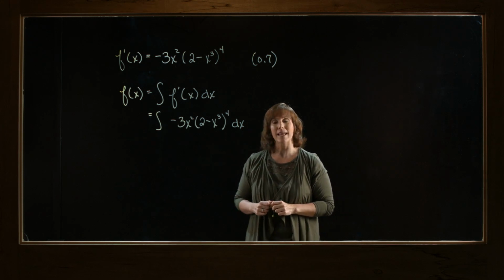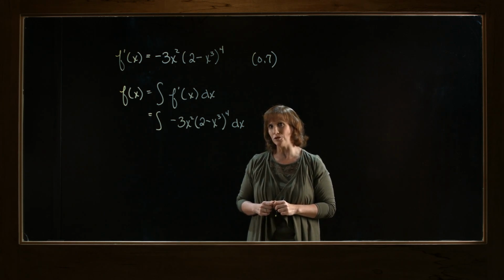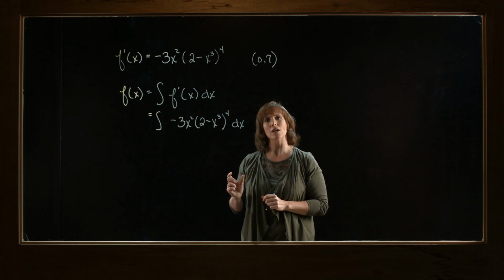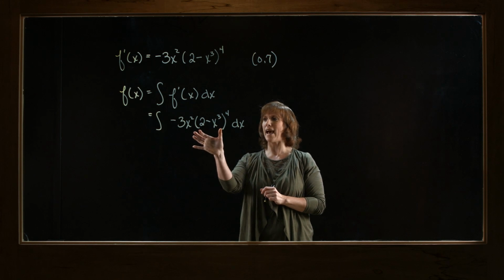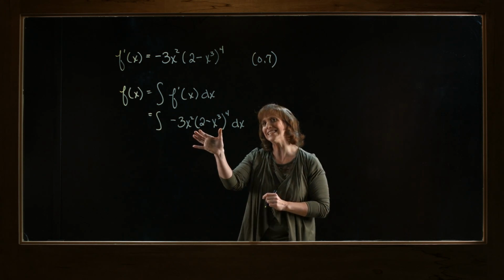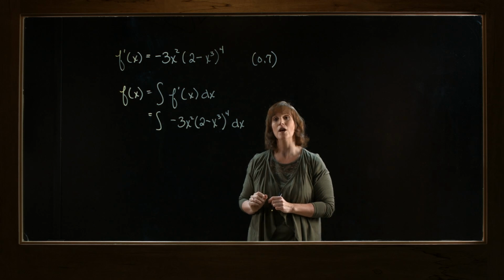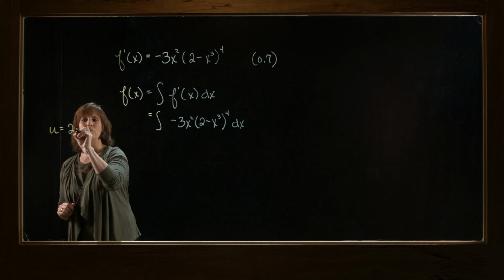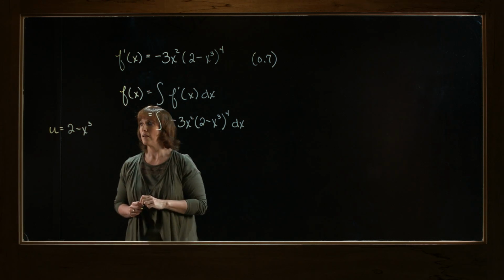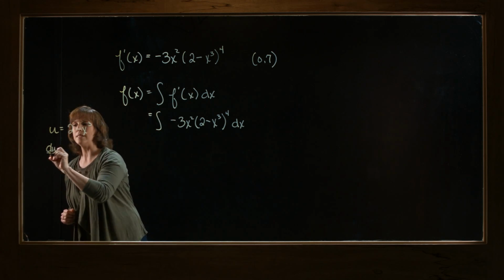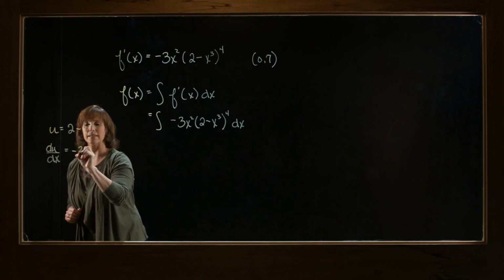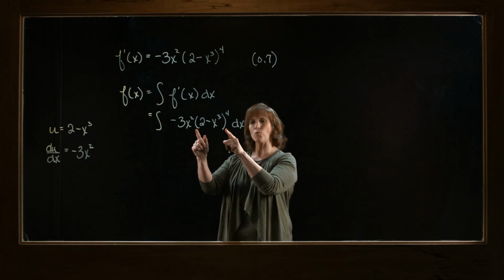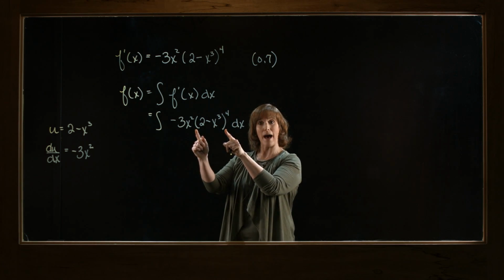Now this is a fairly complicated integrand, so I think I'm going to do a substitution to help me evaluate it. So when I look at this problem, I notice there's a piece that's a composition function. It's the 2 minus x cubed raised to the fourth power. And the inside function is the 2 minus x cubed. So that's what I'll use for my u. So u is going to be 2 minus x cubed, which means that du/dx will be minus 3x squared. Now this helps me out because I can now write this piece as u to the fourth power.